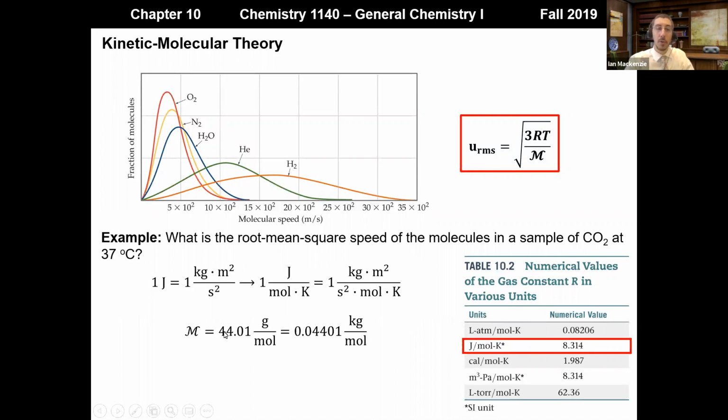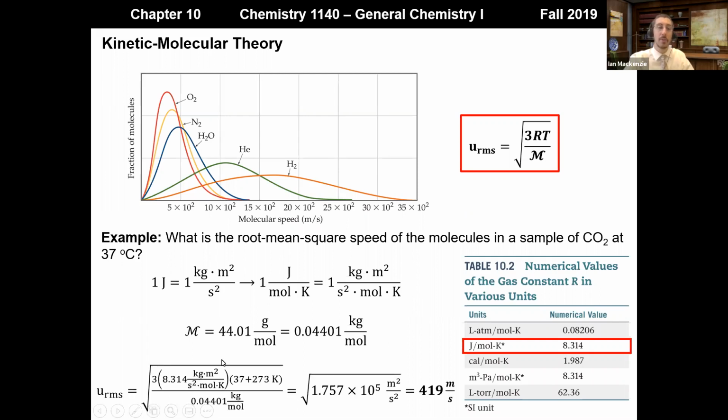So my molar mass, I calculate that just by summing up the atomic weights. That's 44.01 grams per mole. But additionally, if I look at my units for the gas constant, I have kilograms, not grams. So I have to convert this to kilograms per mole so that my units will match. So I do that, I simply divide by 1,000 to get me to kilograms per mole. And then now I substitute these values in.